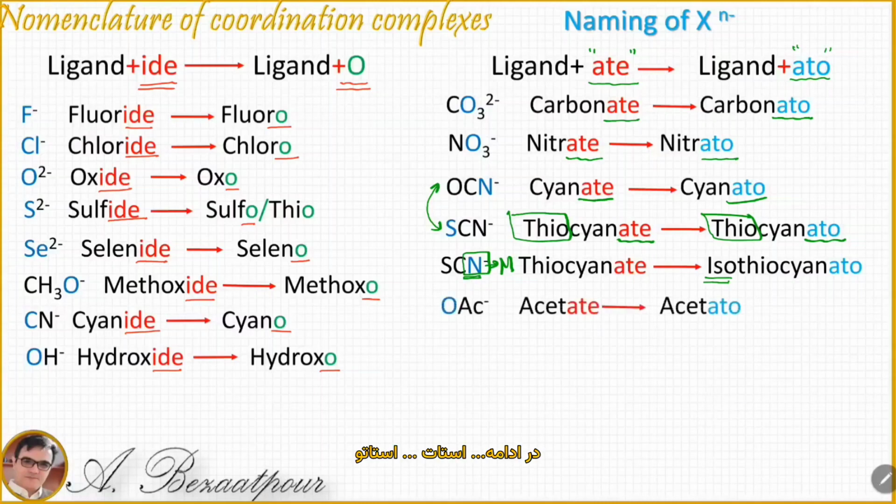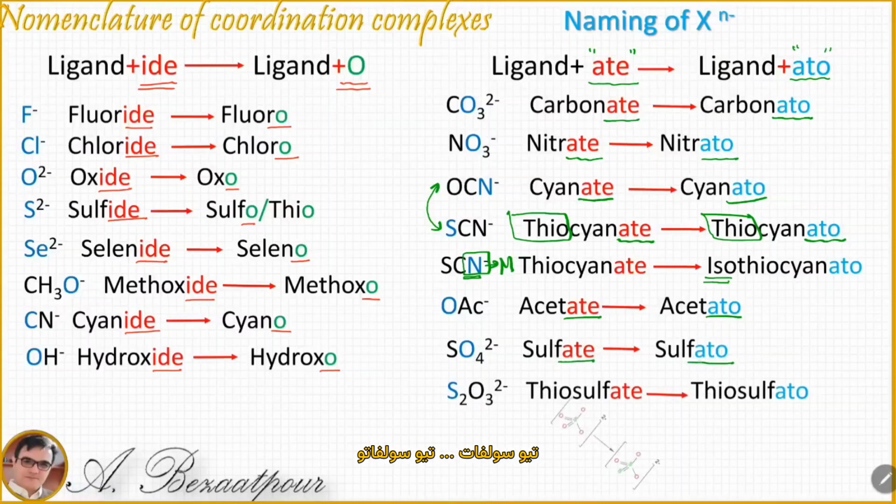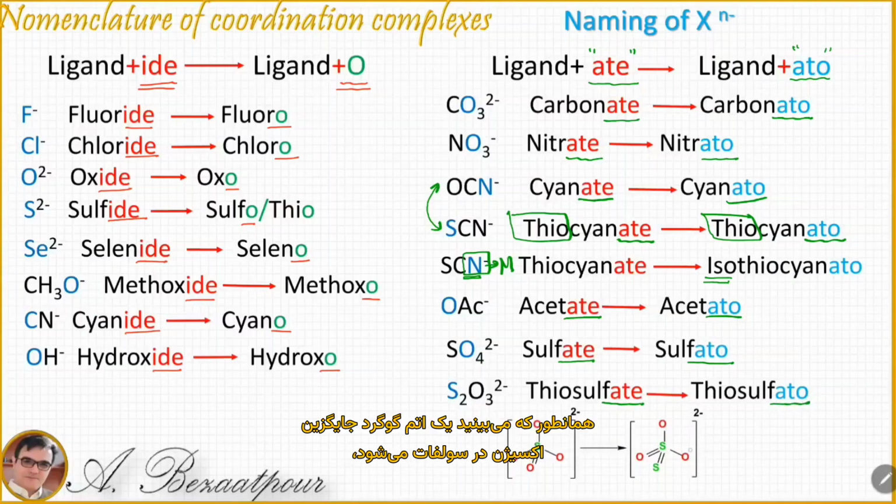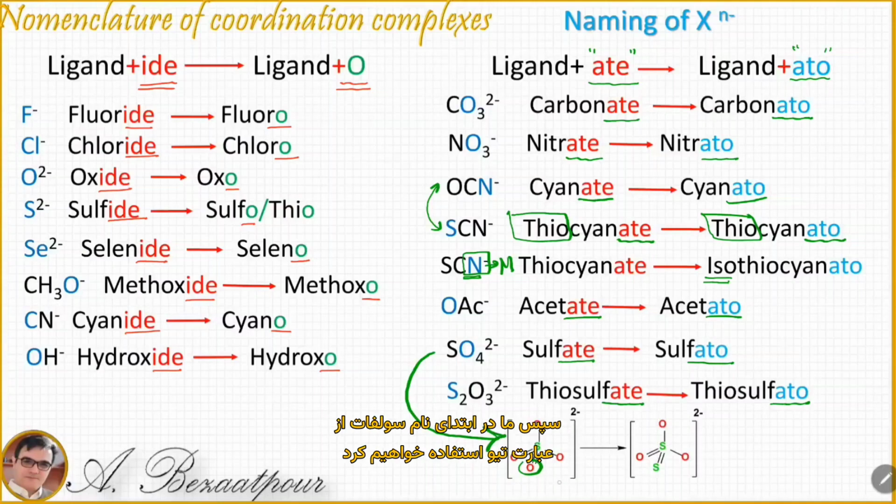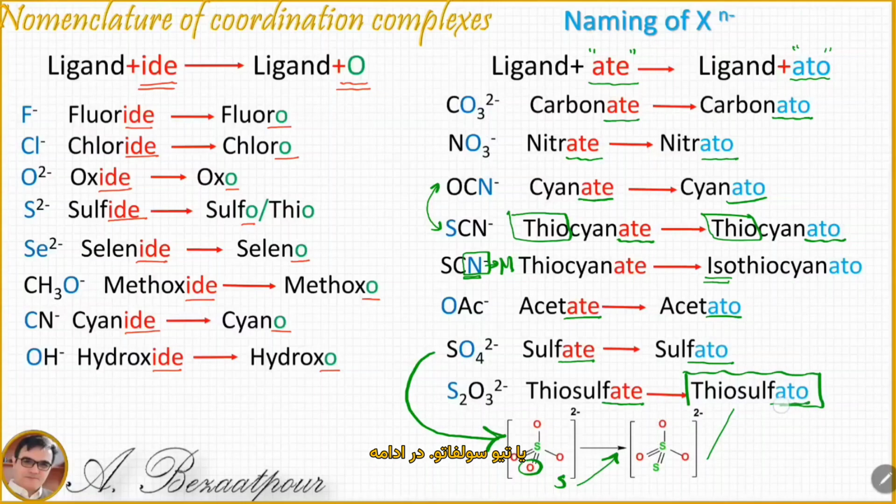In the following, acetate, acetato; sulfate, sulfato; thiosulfate, thiosulfato. As you can see, one sulfur atom replaces oxygen in sulfate. Then we use the prefix thio at the beginning of sulfate, same as thiosulfate or thiosulfato.